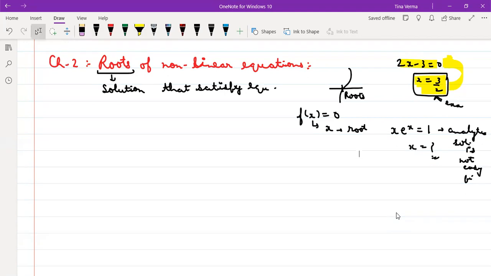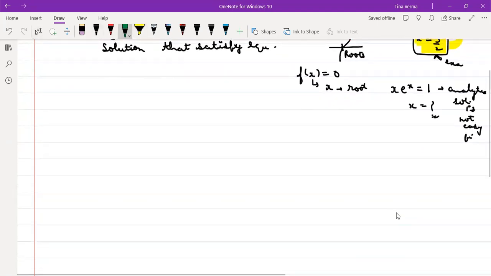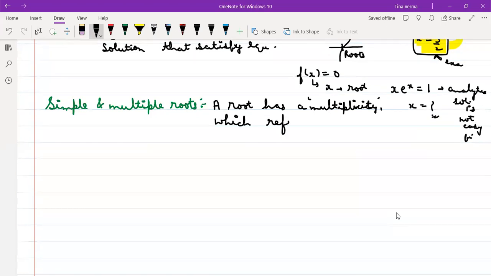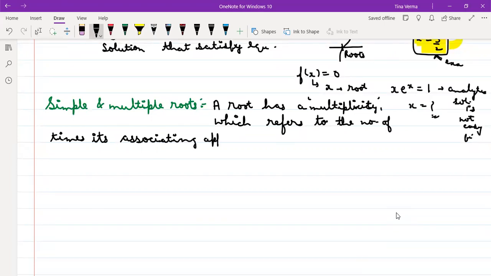So since we are doing this for the approximation, firstly we should know two definitions. That is the simple root and multiple root. Simple and multiple roots. We say a root has a multiplicity, that refers to the number of times its associated factor appears in the equation.